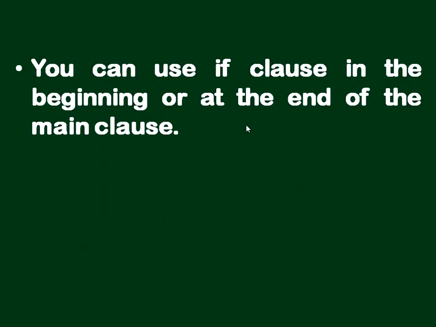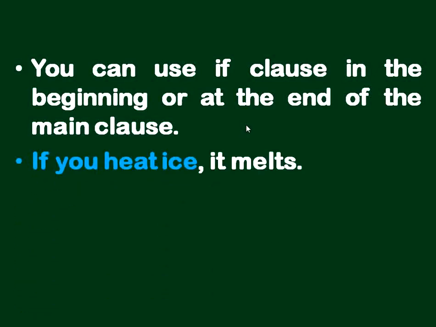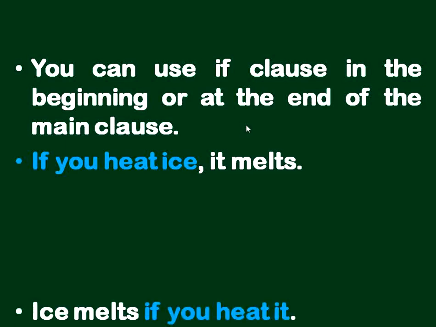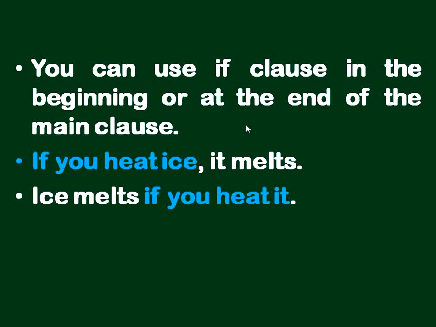You can use if clause in the beginning or at the end of the main clause. For example, if you heat ice, it melts. You can write the if clause in the beginning, or you can write it vice versa, means you can write the main clause in the beginning and the subordinate clause or if clause at the end. The only change you find here: if you start with if clause, you need to put a comma in between the main clause and subordinate clause. If you use the main clause in the beginning, there is no need to use a comma. You can write directly here, ice melts if you heat it.